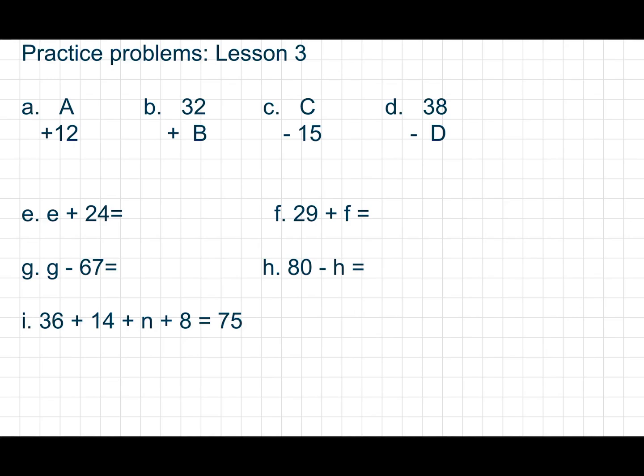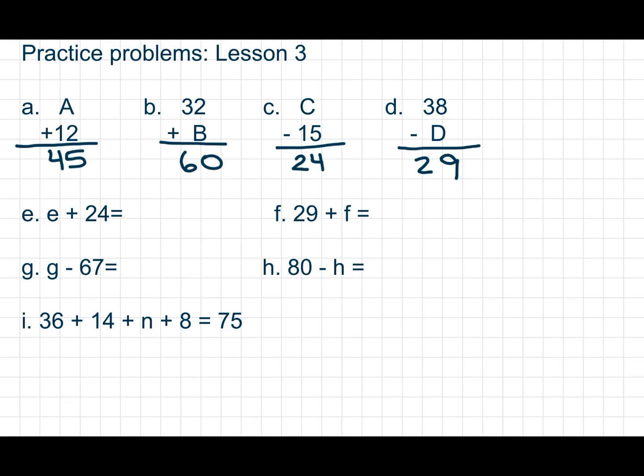Okay, finally we're going to go to the practice problems. I'm just going to go through these just like the other lessons. A plus 12 is 45. I didn't write the totals here in your book. You can't do these without answers. I'm just going to write those in now. Okay, so A plus 12 is 45.